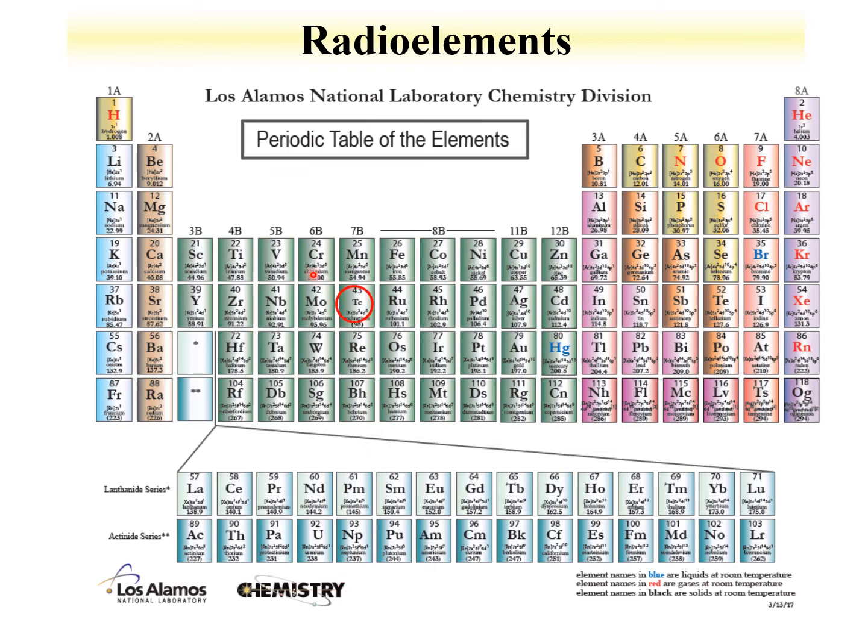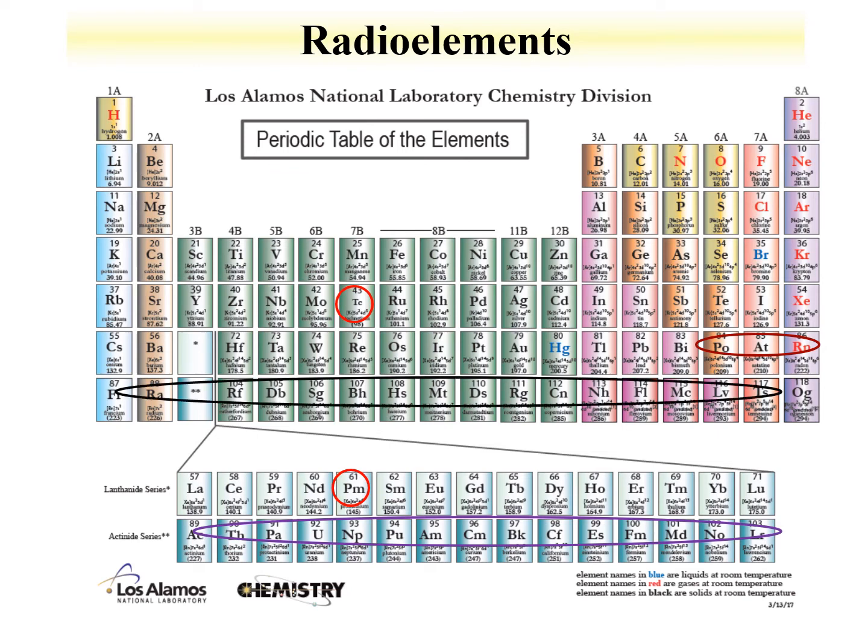Technetium, which is shown here, sits right in the middle of the periodic table, is a radioelement, only available as radioactive isotopes. Promethium, another element that one would think should be stable, is not. And then elements above bismuth, so elements with proton numbers greater than 83, are all radioactive. So polonium, astatine, radon, all the actinides shown here, and then the transactinide elements.